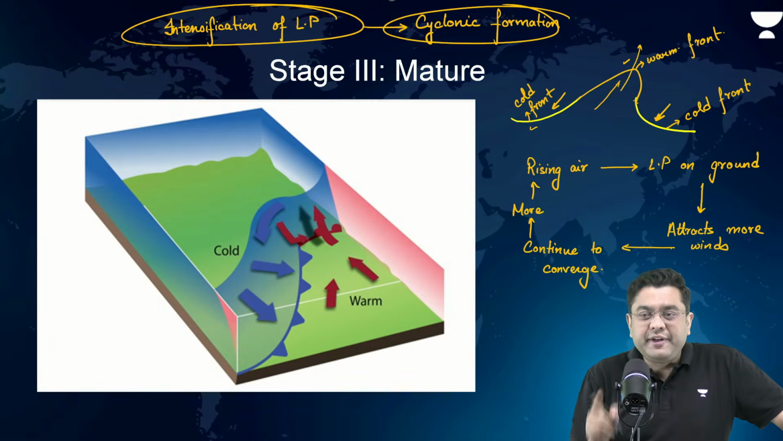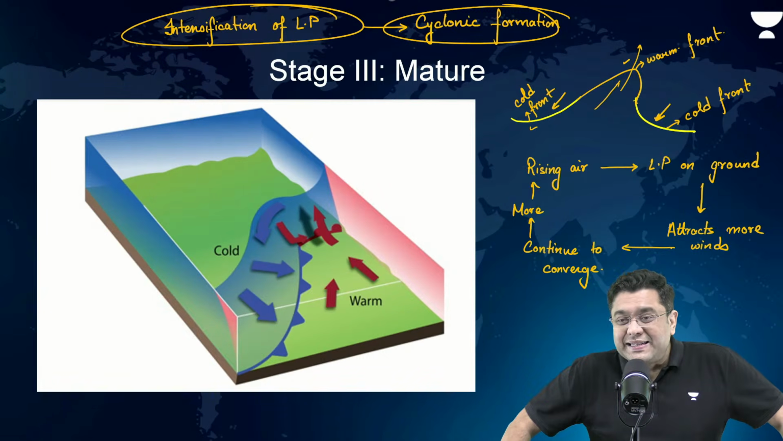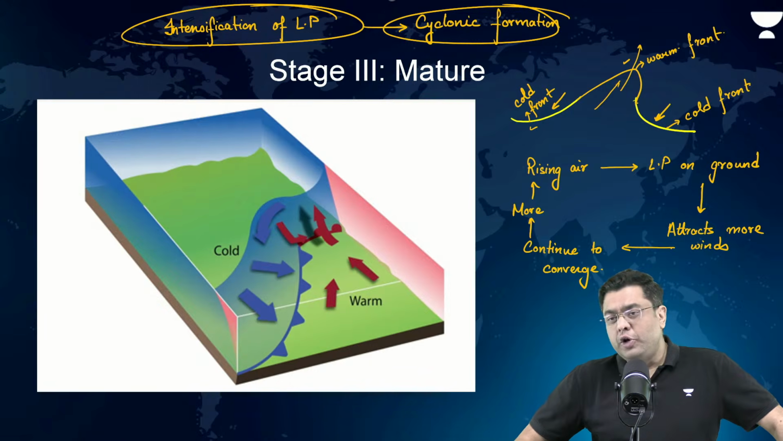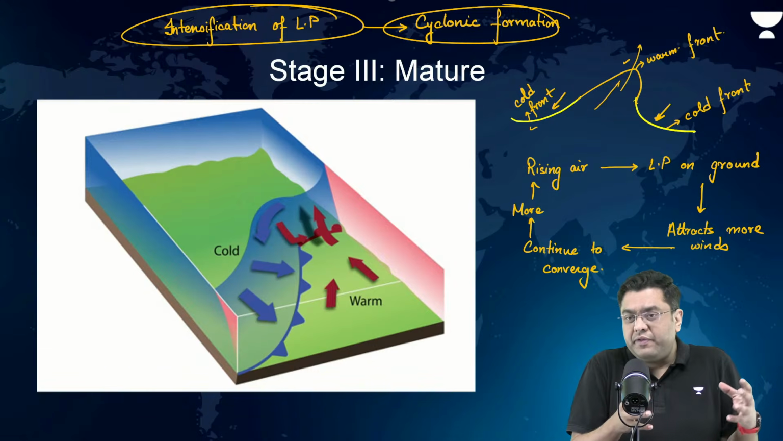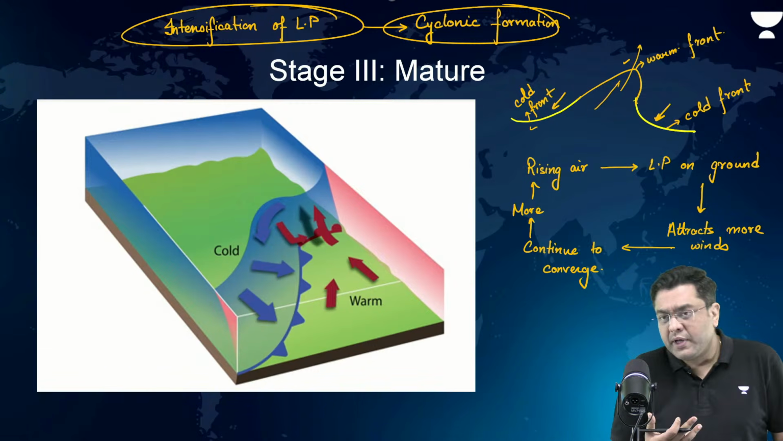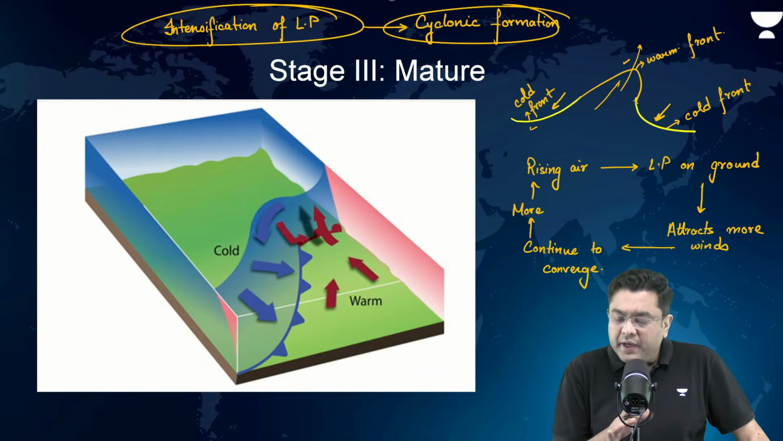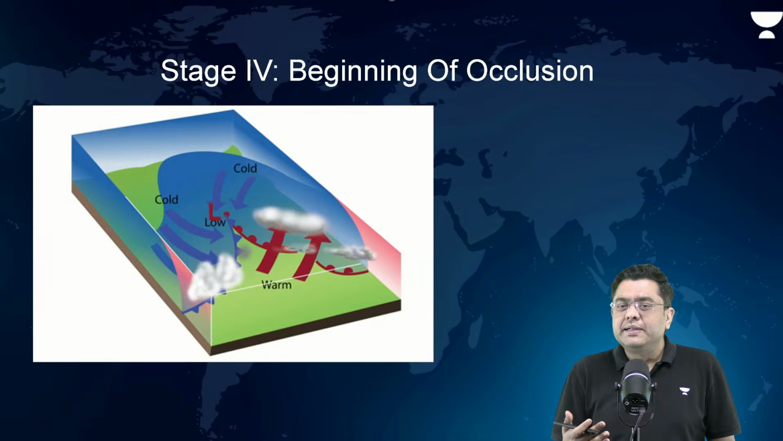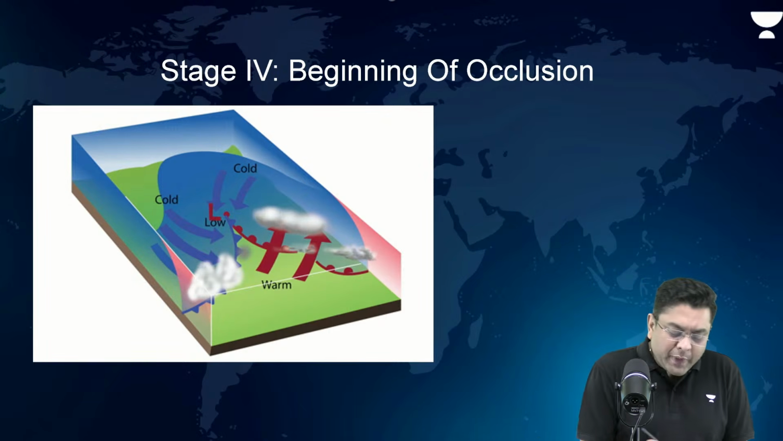So, this is the most important part in your entire understanding of a temperate cyclone, the intensification of the low pressure. Why does the low pressure create more intensification? How and why does it get intensified? This is the reason. It is here that you have very heavy rainfall, strong wind movement, and eventually observe what has happened.